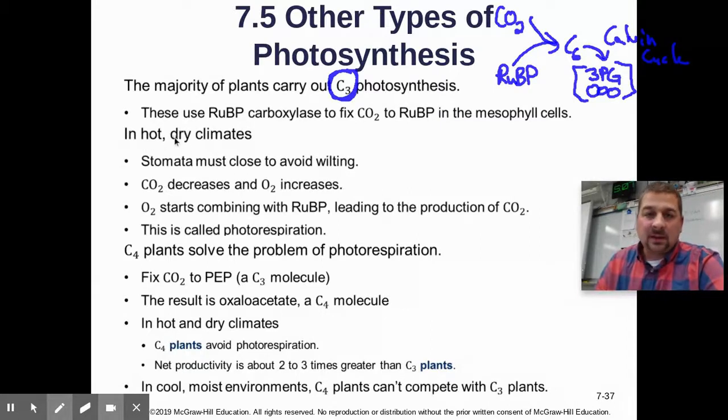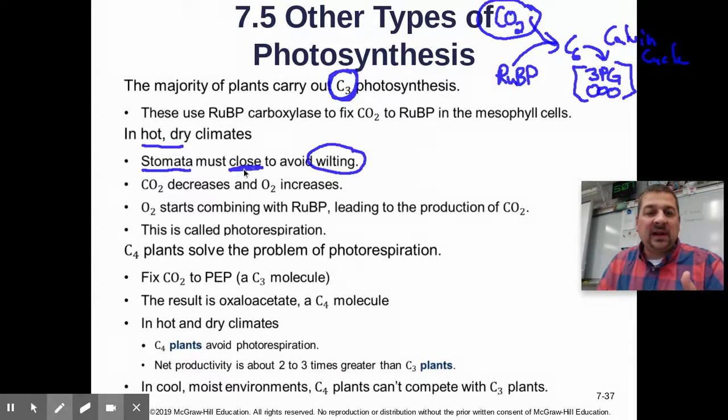However, in hot, dry climates, if you think back to the structure of the leaf, the CO2 is taken out of the air and in through the leaf through the openings called the stomata. Well, if it's really hot, the water will evaporate out of those stomata, causing the plant to wilt, and possibly die, dry up. So in order to avoid wilting and losing too much water, plants close the stomata.